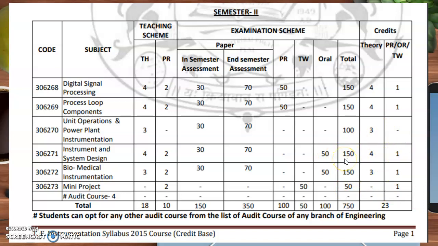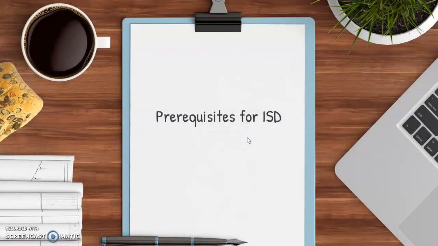The credits are 5. For theory we have 4 credits. For your external viva we have a credit of 1. So this is the examination scheme, the credit scheme, the teaching scheme for this subject called ISD.